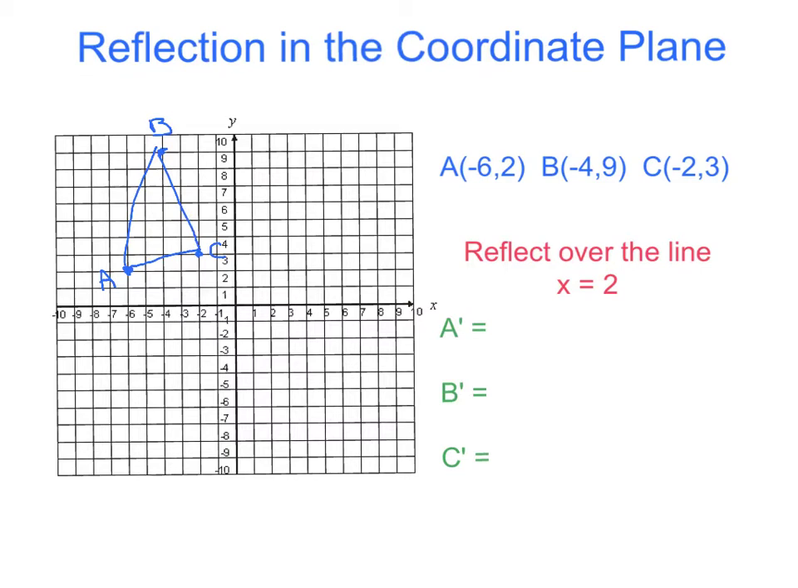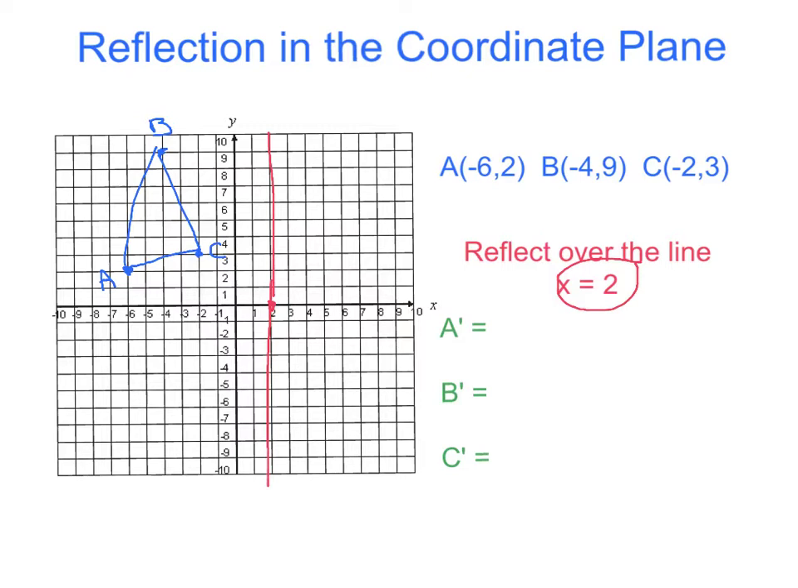Alright, we're going to reflect that image over the line x equals 2. Do you remember how to graph the line x equals 2? Well, you should hopefully remember that that's going to be a vertical line because we want to find 2 on the x-axis, and then you draw a line that cuts through the x-axis at 2. So, our image is going to reflect over the line x equals 2.